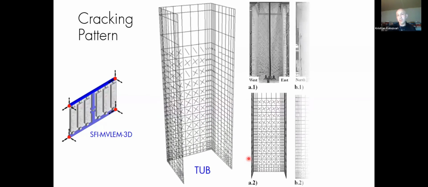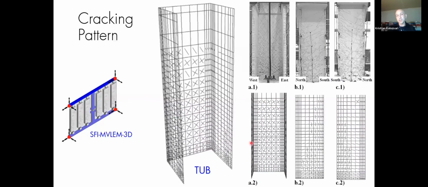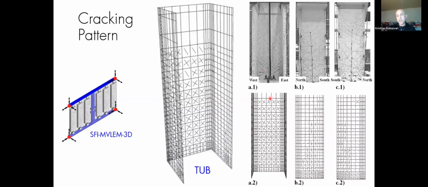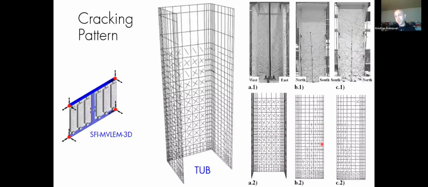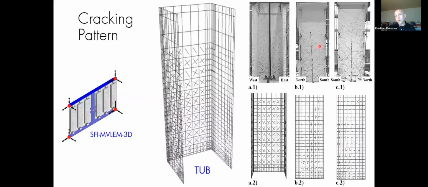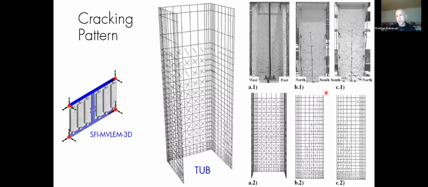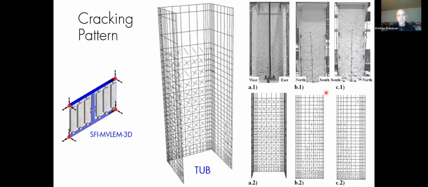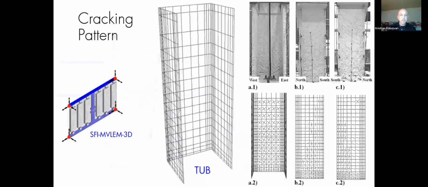And then we compared those cracks with the ones observed in the test. And we have to understand that this is a computational model, but still the overall distribution, the overall orientation of the cracks is pretty reasonably predicted, I would say. So we were able to do something like that as well.